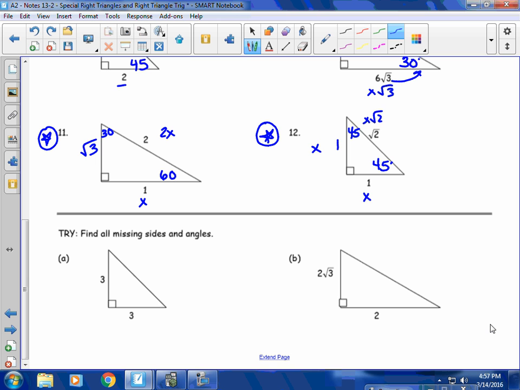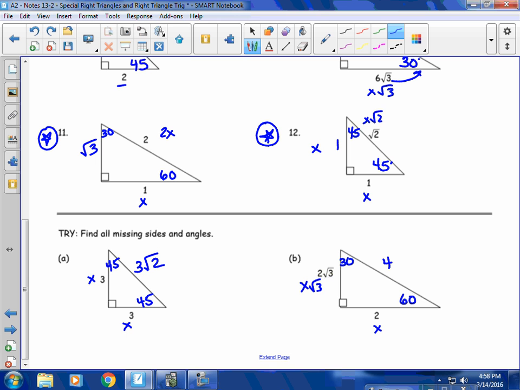All right, so hopefully you've had time to try those on your own. This is an x, x, so this has to be x radical 2, so it's going to be 3 radical 2. These are missing angles, 45, 45. Over here, this is x, x radical 3, so x is 2, so this side is 2x, which means this side is 4. And the 30 should always be next to the radical 3. The 60 is your other angle.